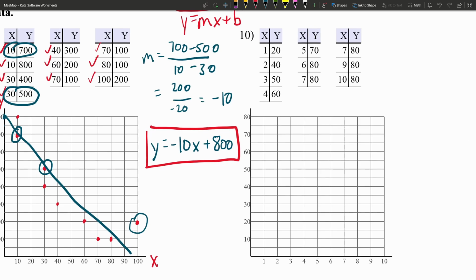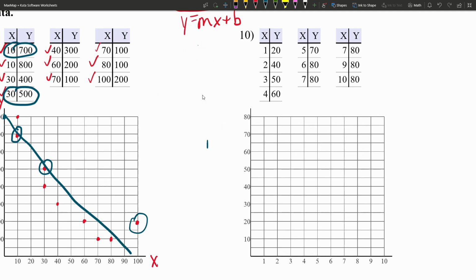But for now, let's continue on, and I'll erase some of this work so that we have some more space. Again, we're going to start by simply plotting each of the points. This is our x-axis here and our y-axis here. So 120, we're going to find 1 and then plot 20. 240, find 2, plot 40. 350, find 3, plot 50. 460 would be here.